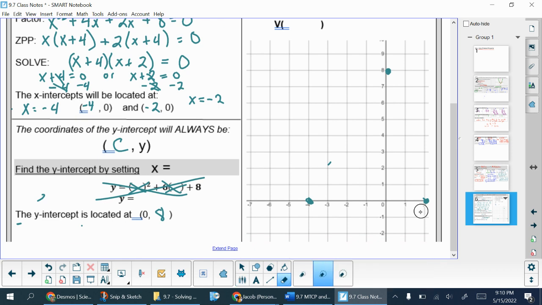Put the first one in the wrong spot. I'm like, this isn't looking right. Right there. Sorry. There we go.